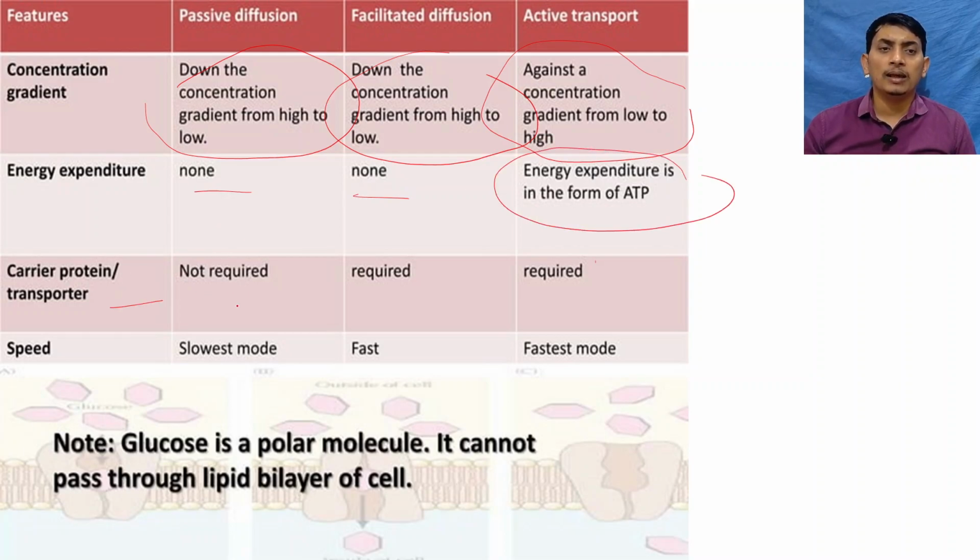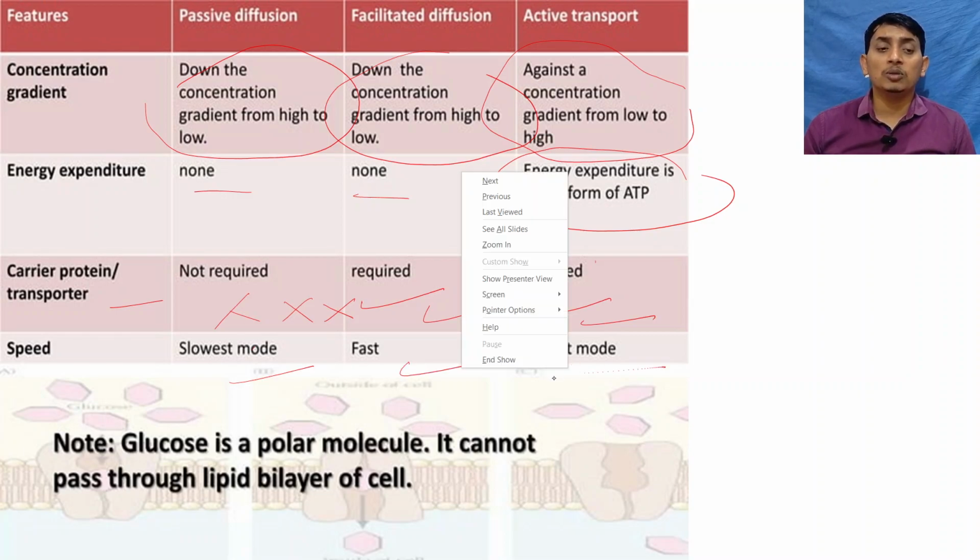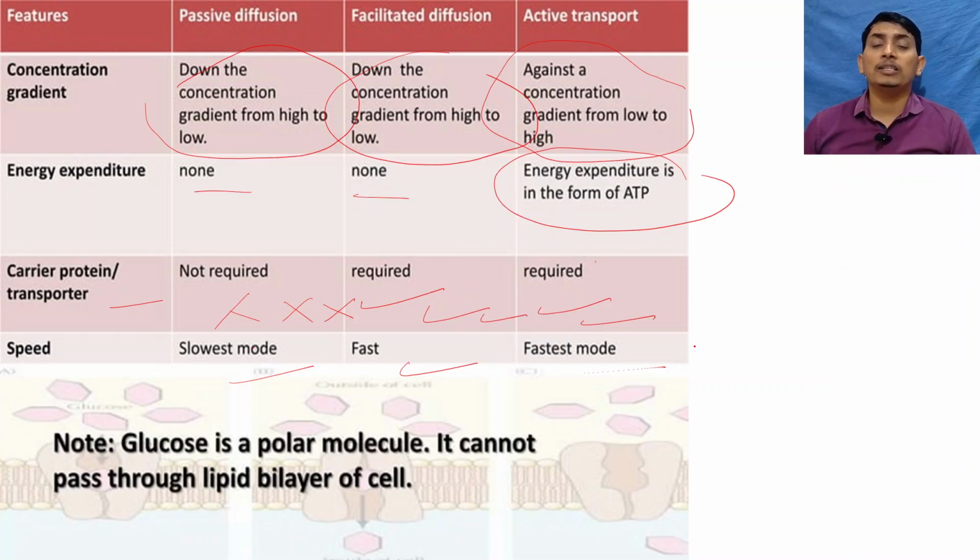Passive diffusion does not require carrier protein, but facilitated requires carrier protein, and active also requires carrier protein. The movement is very slow in passive, but in facilitated it is very fast, and even in active transport it is faster. So in this way, the monosaccharides like glucose, fructose, and galactose are mainly moved from the small intestine to the blood. That is called absorption. I hope everyone is clear about absorption.